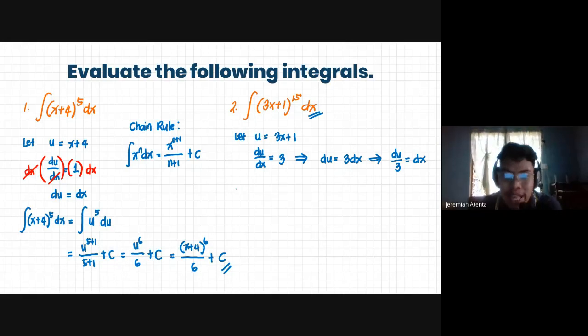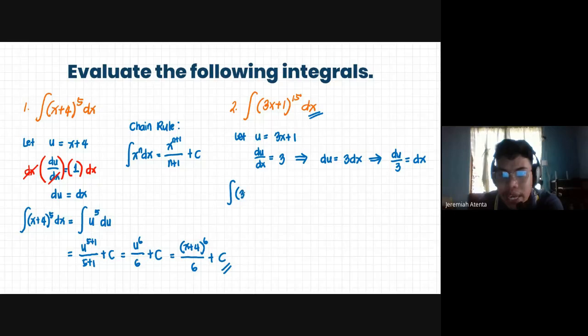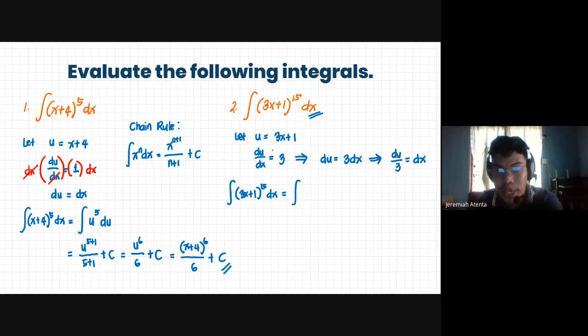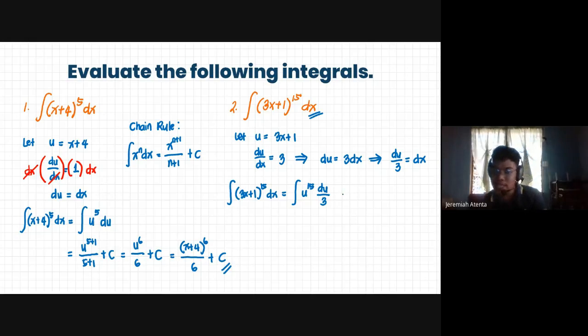Okay? So from that, we will now have the integral of 3x plus 1 to the power of 15 dx will now be equal to the integral of 3x plus 1. We let that one as u. So we have u to the power of 15. And dx is now equal to du over 3. So we now have here du over 3. Right? I hope you get it or you can still follow.